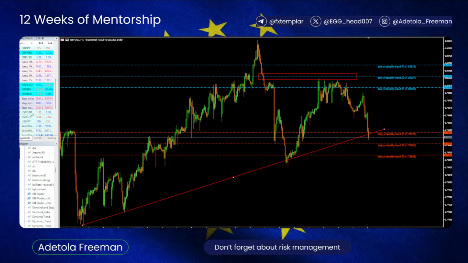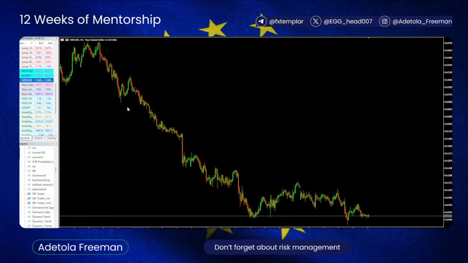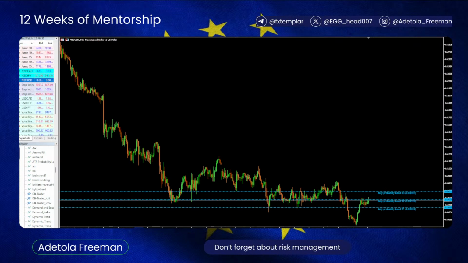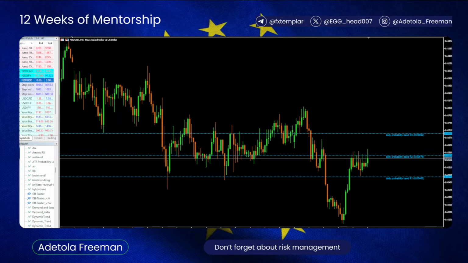Finally, I think the last one was NZD USD. Beautiful. NZD USD. What are you guys seeing? Let's zoom in. What's the trend on NZD USD right now? Who can help us with that?